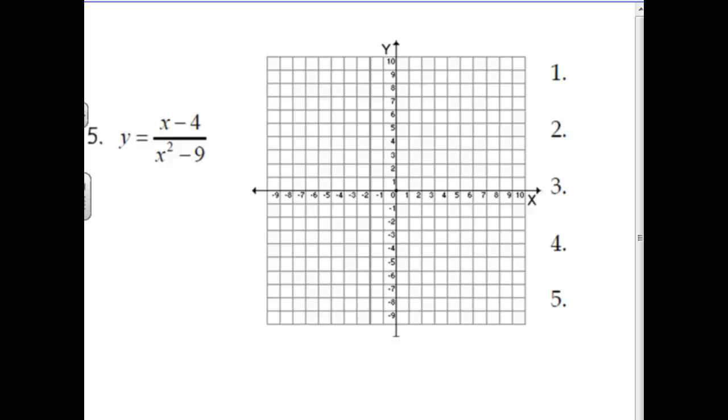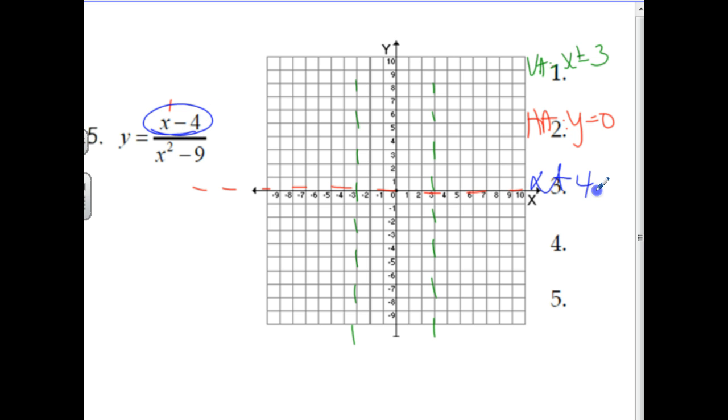For this one, to find the vertical asymptote, we set the denominator equal to 0, and you get plus or minus 3. To find the horizontal asymptote, since the degree of the numerator is less than the degree of the denominator, we're going to choose y equals 0. To find the x-intercepts, set the numerator equal to 0, so that's going to be a 4.